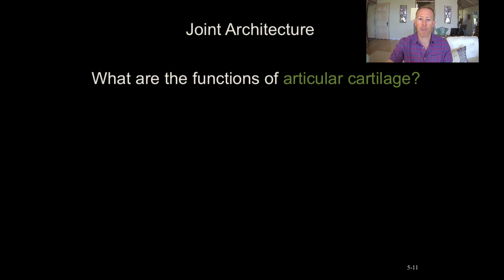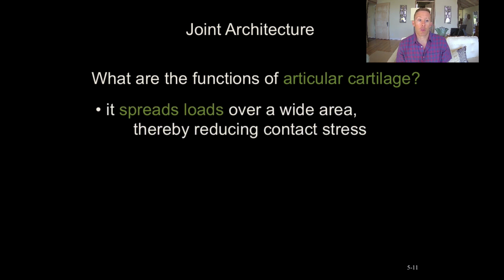Okay, so just some functions here. We'll jump out of structure and look at functions of articular cartilage. Articular cartilage is really important for, if you think back to that kinetics lecture, remember we talked about stress being force over area. So articular cartilage helps to lessen stress on a joint by spreading the load over a wider area. So it's reducing contact stress, which means if you damage your cartilage and lose some of it, you lose some of your ability to spread load.